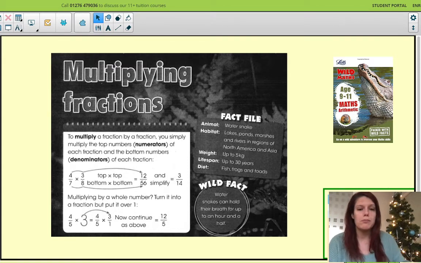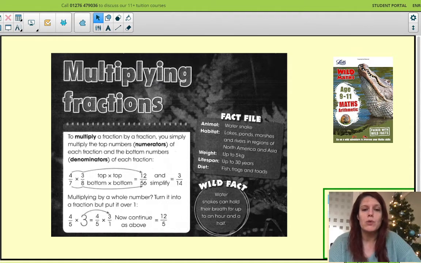If we want to multiply by a whole number, we simply turn that number into a fraction. So 4/5 times 3, for example, becomes 4/5 times 3/1. That represents 3 wholes. 4 times 3 again is of course 12, and 5 times 1 is 5. So we have 12/5. This is an improper fraction, where the numerator is bigger than the denominator.